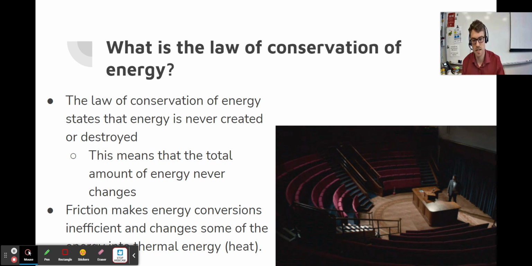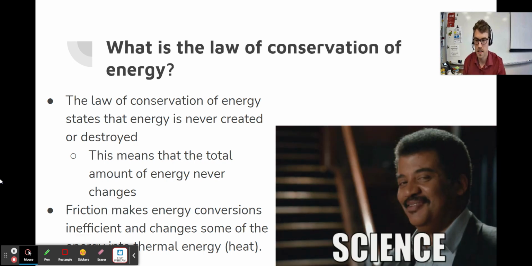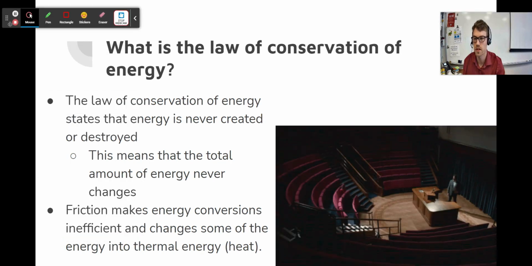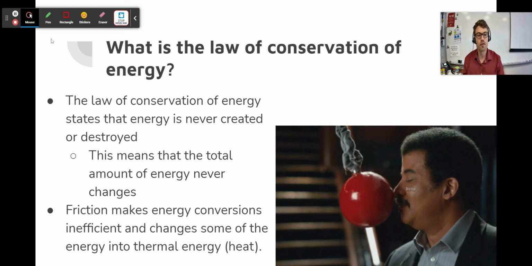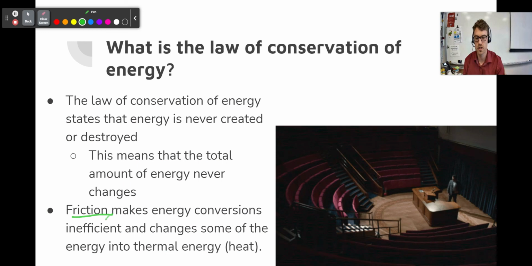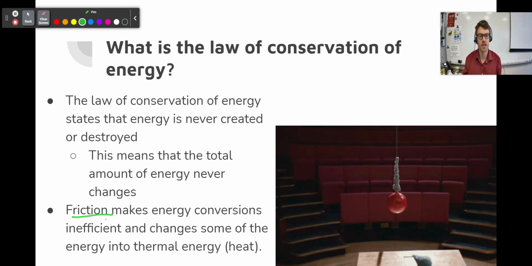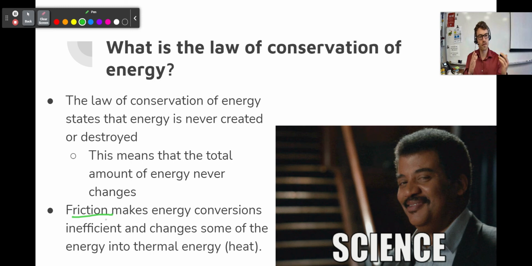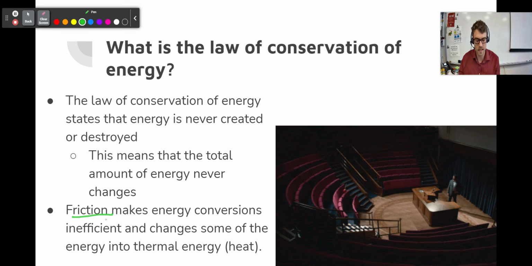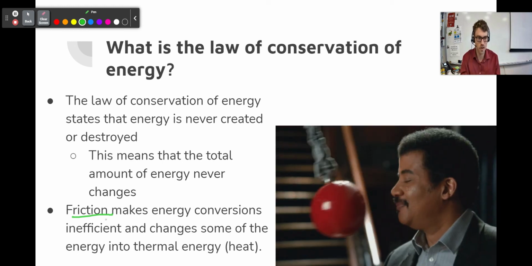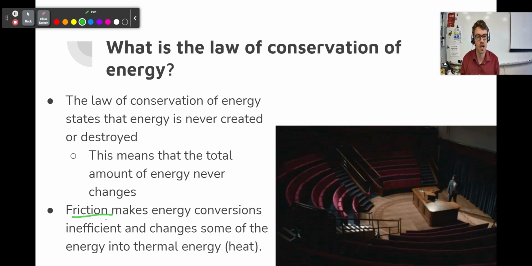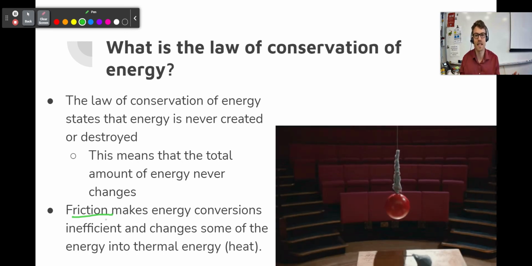Now, just because the total amount of energy doesn't change doesn't mean that the kinds of energy change, or that the amount of each individual kind of energy doesn't change. So, for example, we know about friction, and friction is a force that makes energy conversions inefficient. So when we're converting from kinetic energy to potential energy as we go up the hill, not all of the kinetic energy that we have makes it into the potential energy. Some of that energy is lost as thermal energy, or basically heat.